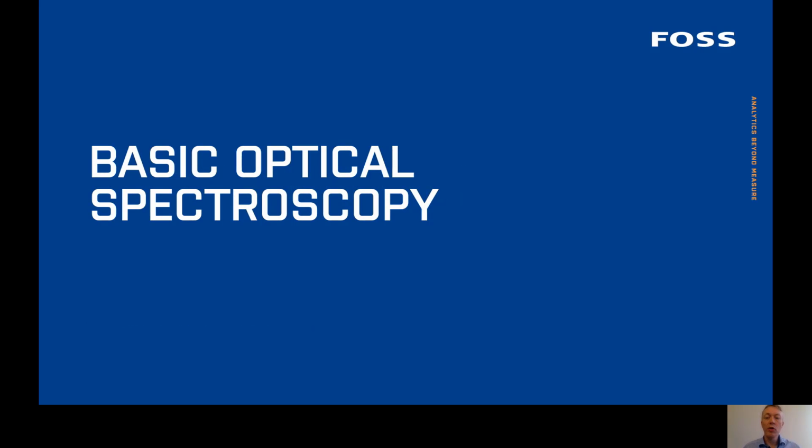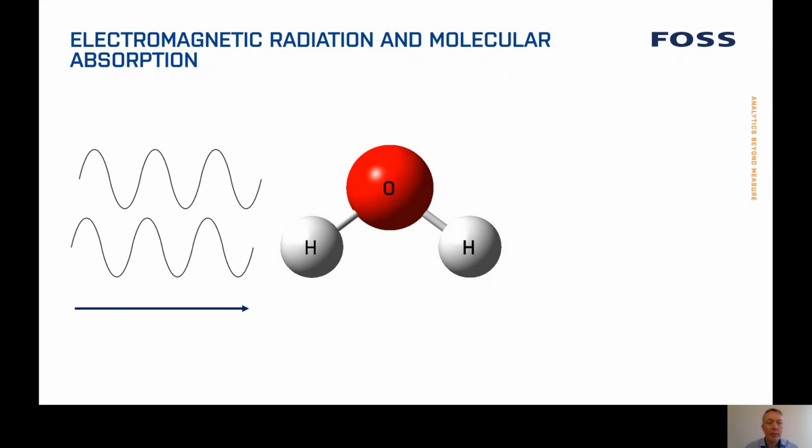So let's start by having a look at the basic principles of optical spectroscopy. If you shine light on a molecule, in this case it's a water molecule, there's a probability that some of the light will get absorbed and excite vibration in a molecular bond. You can detect this incident because some of the light has now disappeared.